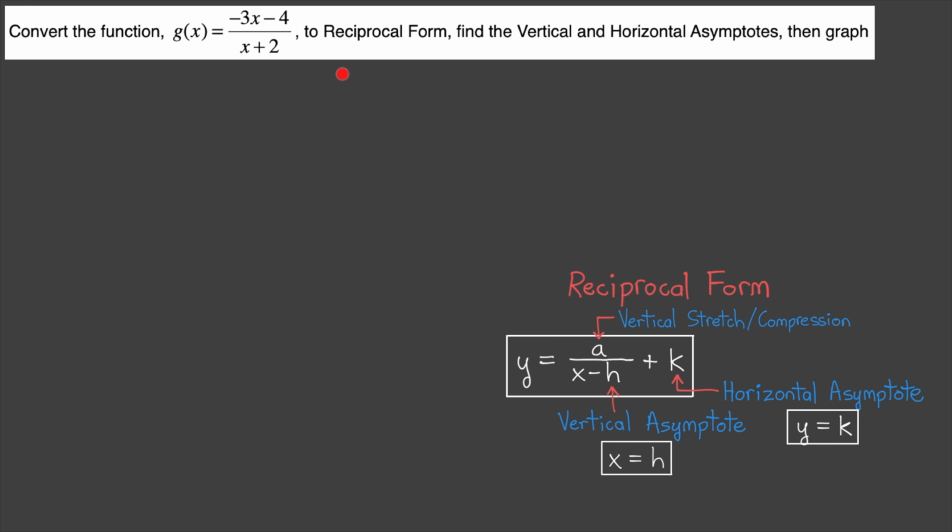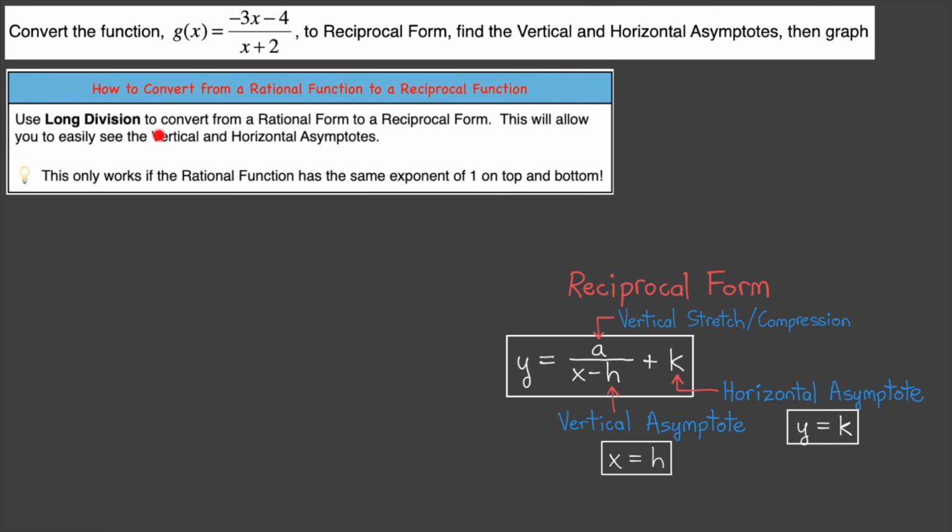So the next question is, how do we convert from rational form, which it is now, to reciprocal form? Here is the step. We're going to use long division to convert from rational form to reciprocal form. This will allow you to easily see the vertical and horizontal asymptotes. Now this only works if the rational function has the same exponent of 1 on top and bottom. And notice our rational function here does have an exponent of x that is 1 on top and 1 on the bottom. So this will work.